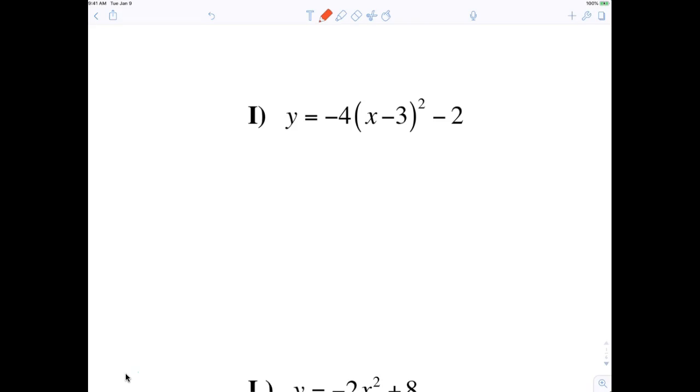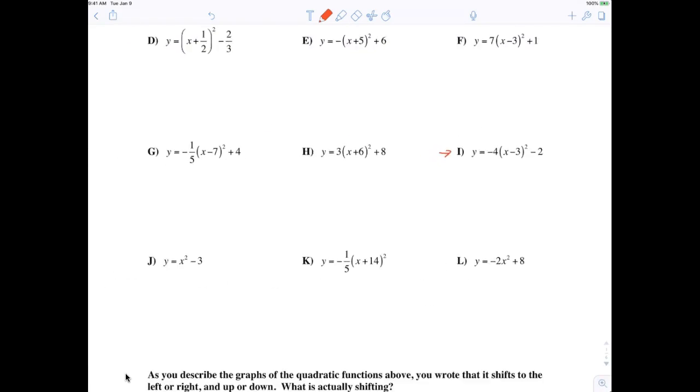Wait a minute, am I doing this right? Is this I? Stretch of what? 4, then what? Reflected over the x-axis. I don't care what order you put them in. Right 3 and down 2. All right, so all of that is pretty much a breeze now. All of those. Okay?